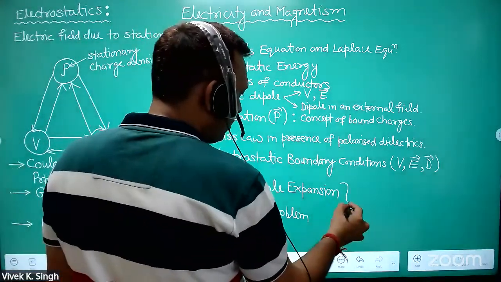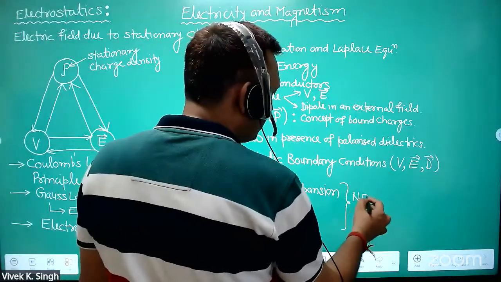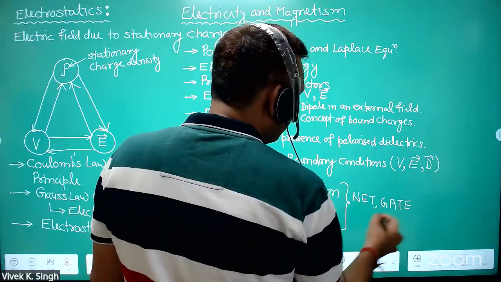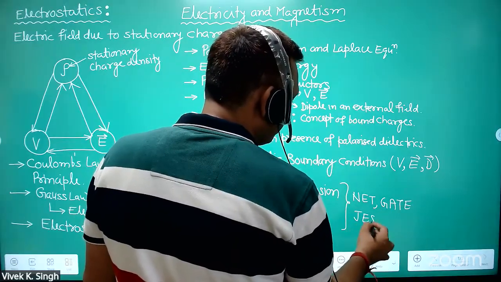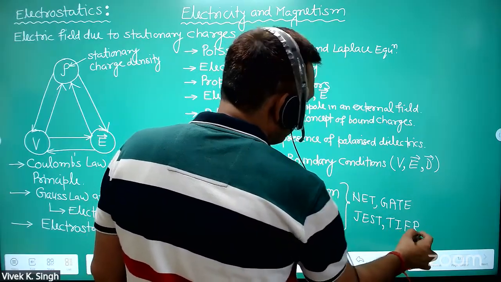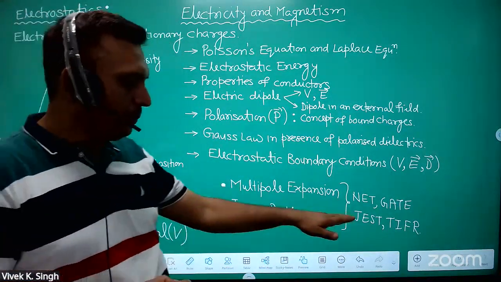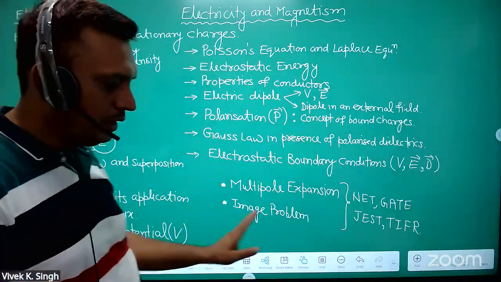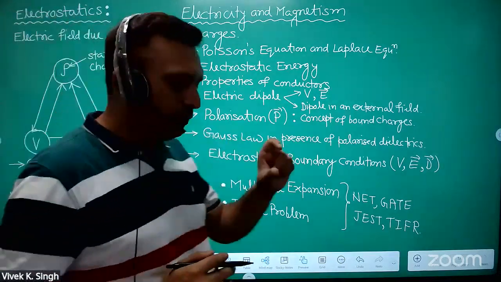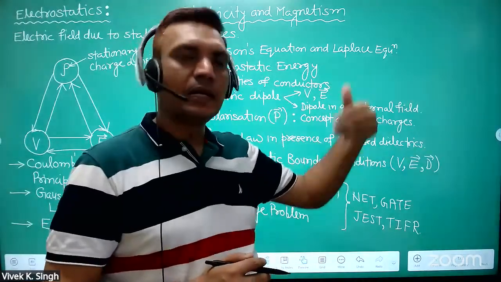Again, these two topics are not part of the IIT JAM syllabus. This will be only for NET, GATE, JEST and TIFR. Not in IIT JAM syllabus. So for IIT JAM exam, you can skip these two topics. But if you want to appear in JEST and TIFR, you have to cover the whole syllabus. So this is the syllabus of electrostatics. I will discuss one by one. First electrostatics, I will cover it, then move on to magnetostatics, and then the next one.